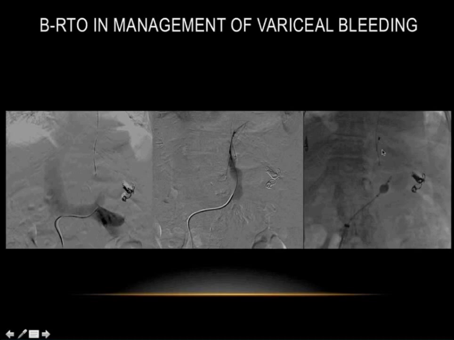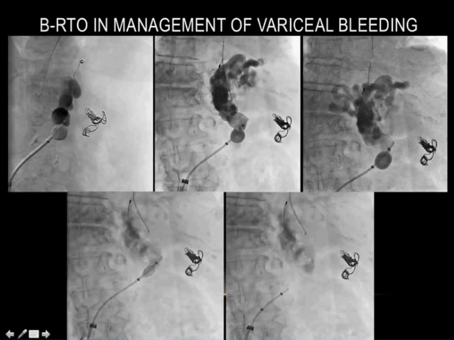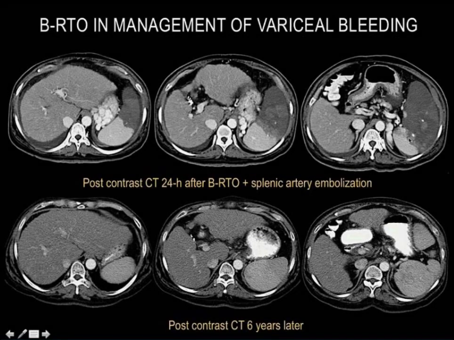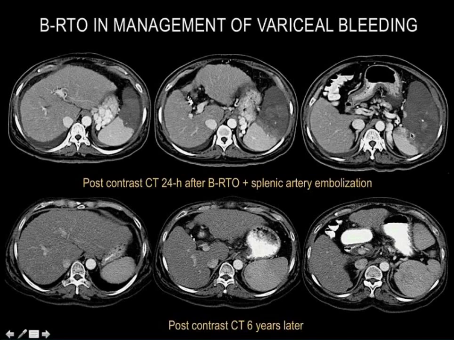I embolize the adrenal vein. Also, there are coils in the splenic artery as part of the procedure. Here are the pictures of injecting the sotradecol with coils, gelfoam and Lipiodol, and then how the sclerosant stays there. This is a follow-up after 6 years. You can see all the varices in the front of the stomach with the infarct of the spleen, because I tend to use both techniques, splenic artery embolization plus BRTO, for the management of this patient. Then 6 years later, the varices are completely gone.